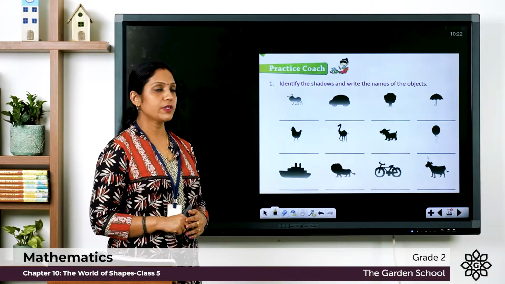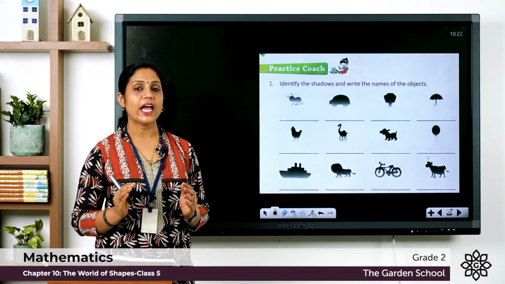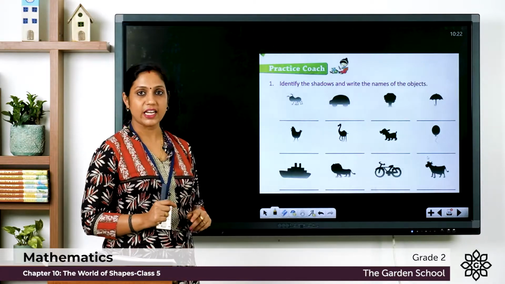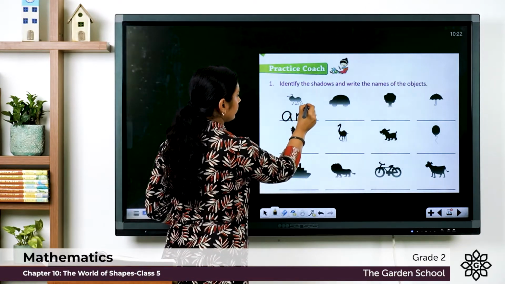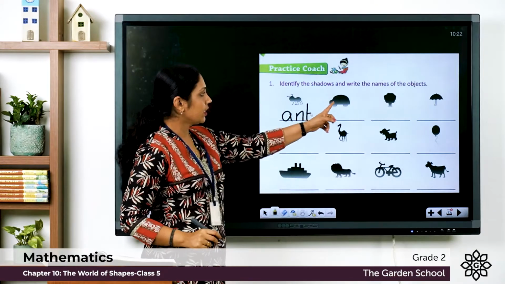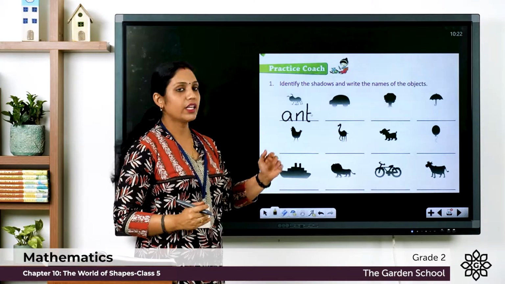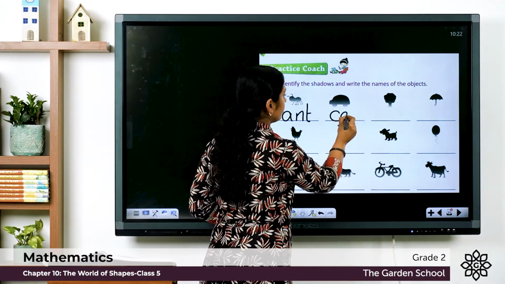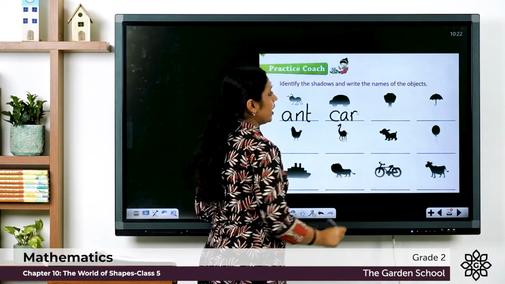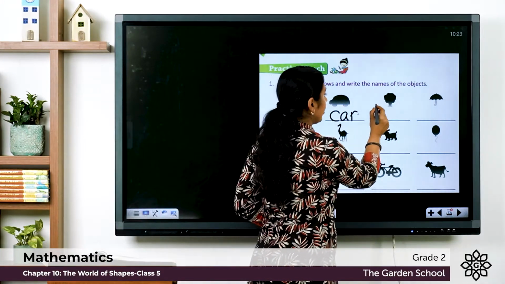So look at the first picture. It is a shadow. Which shadow is it? It is a shadow of an ant. So here you can write ant. Look at the next picture. It's the shadow of a car. So what can you write there? You can write car. The next one is the shadow of a tree. So write there tree.